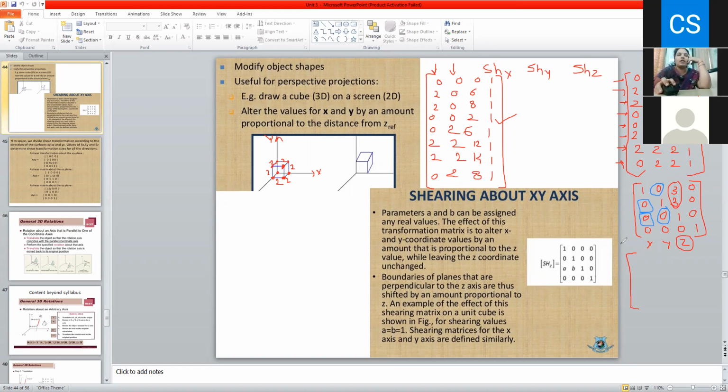All of you are getting it? Yes, ma'am. Okay. So these are the three types of shearing: shear along X, shear along Y, and shear along Z.